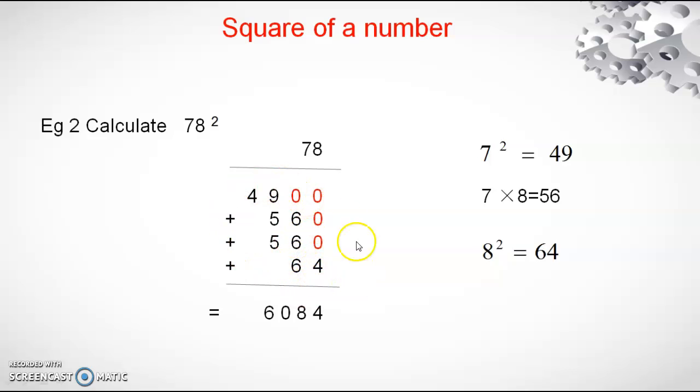Now you just have to add these 4 numbers. If you add these 4 numbers, this is square of 78 only. So without using multiplication, we can find square of any number using just addition technique. So this is how we have to find square of any number.